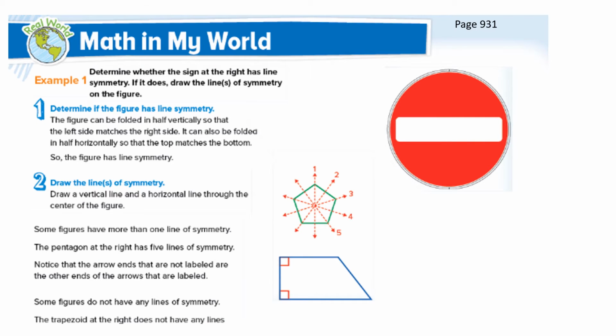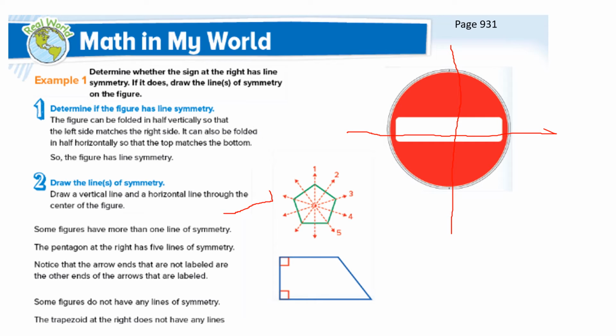So let's take a look at example 1. Number 1, determine if the figure has a line of symmetry. The figure can be folded in half vertically so that the left side matches the right side. It can also be folded in half horizontally so the top matches the bottom. So the figure does have symmetry, and we could actually draw those lines of symmetry right through there. I wish I could draw straighter. Number 2, draw a vertical line and horizontal line through the center of the figure. We did that. Some figures have more than one line of symmetry.